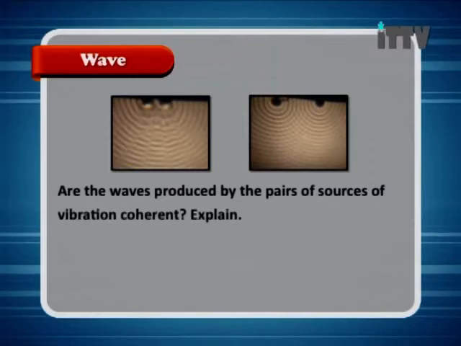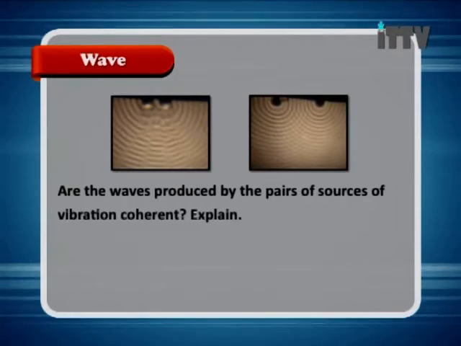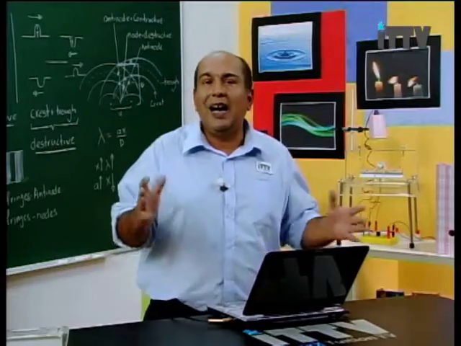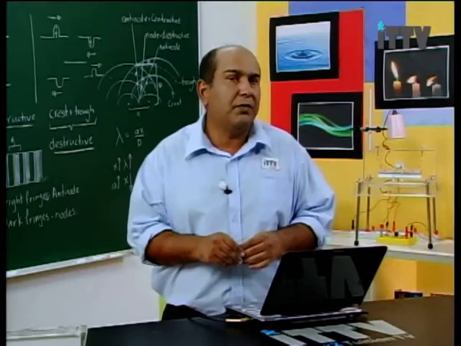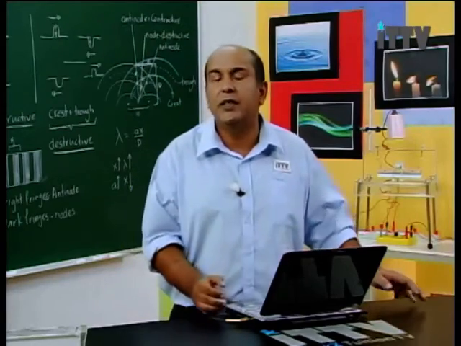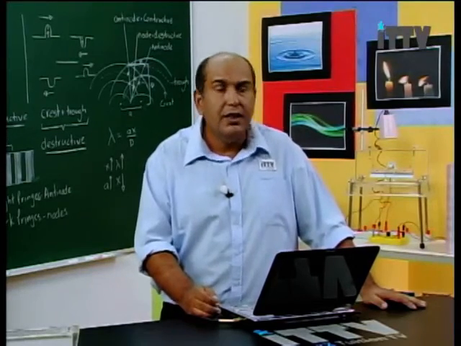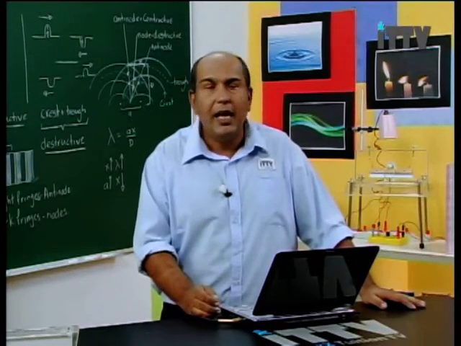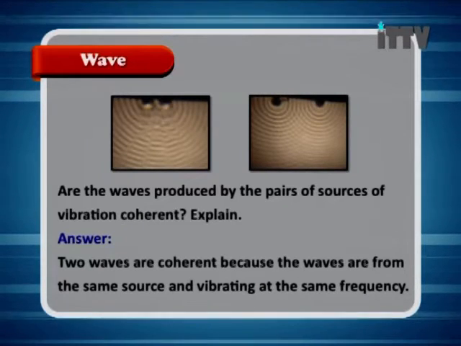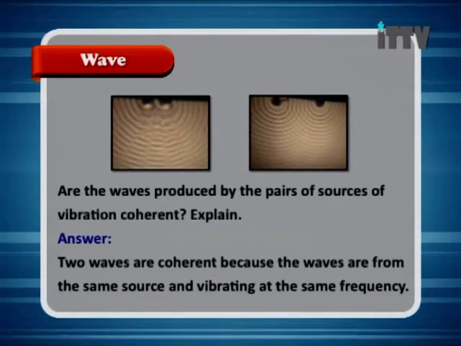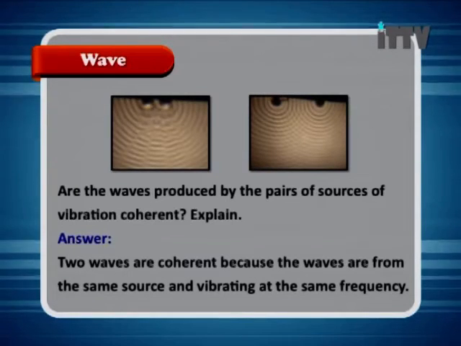Are the waves produced by the pair of sources of vibration coherent? Explain. So, are they coherent? Well, think about it. They're both coming from the same source or the same motor. So therefore, they should be coherent because they should have the same frequency and the same phase difference. Answer. The two waves are coherent because the waves are from the same source and vibrating at the same frequency.